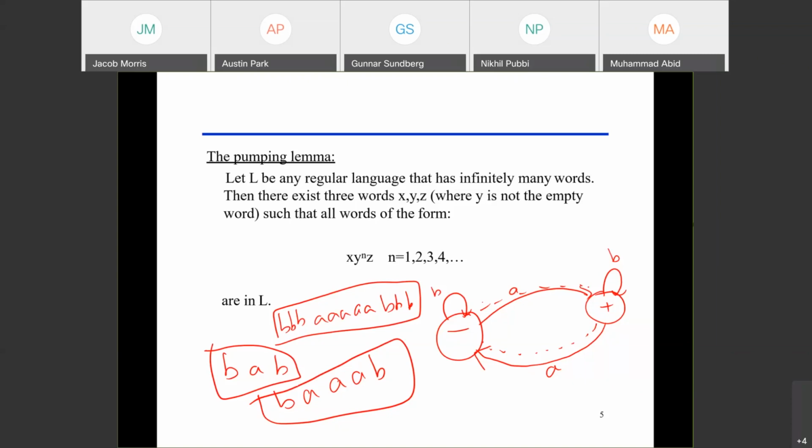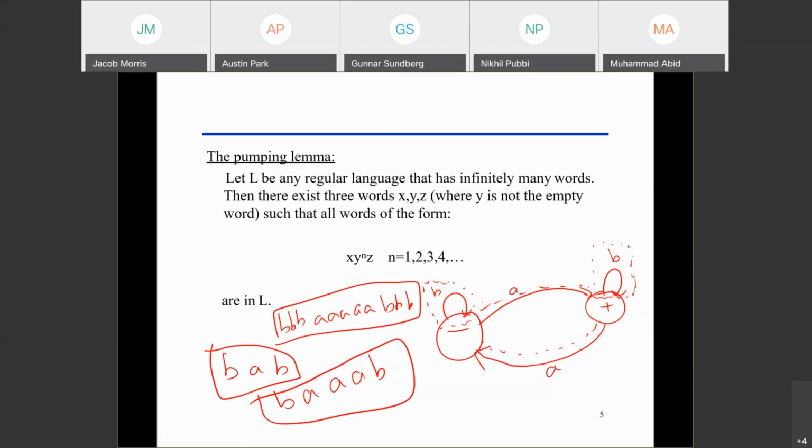You see, we have one loop here, a second loop with AA, and this is our third loop. Just pick one loop and beef up the word. And if you beef up the word, it should not violate the definition of the language.